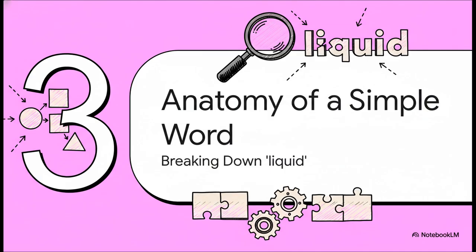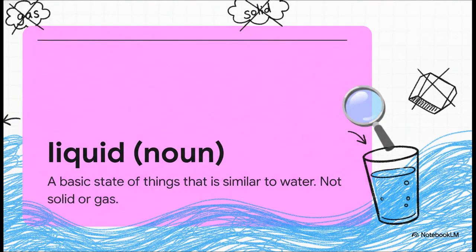So let's go ahead and just deconstruct its entry, and you'll see these principles of simplicity and clarity just pop right out. Okay, check out the definition for liquid as a noun. See how it doesn't use any complicated sciencey jargon? It just says it's similar to water, not solid or gas. That's it. And that right there is a core principle of the system. You explain concepts using other simple words from the list. And the example sentence, she put the liquid in a glass. It's direct, it's relatable, anybody can get that.